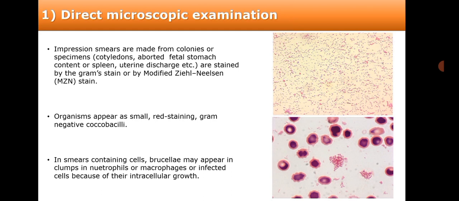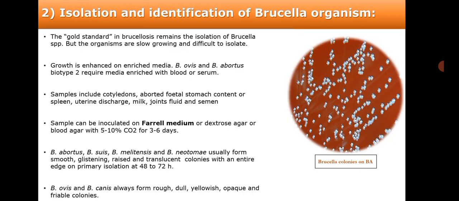Isolation and identification of Brucella organism. The gold standard in brucellosis remains the isolation of Brucella species, but the organisms are slow growing and difficult to isolate. Growth is enhanced on enriched media. Brucella ovis and Brucella abortus biotype 2 require media enriched with blood or serum. Samples include cotyledons, aborted fetal stomach content or spleen, uterine discharge, milk, joint fluid, and semen.